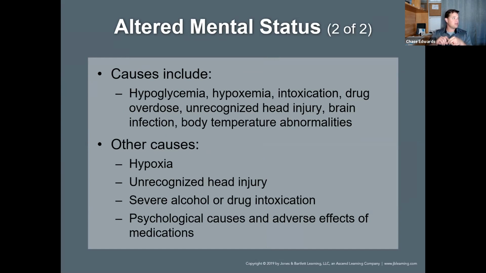So some causes of an altered mental status can include hypoglycemia, hypoxemia, intoxication, drug overdose, unrecognized head injury, brain infection, body temperature abnormalities, and uncommon conditions such as brain tumors, glandular abnormalities, and poisoning. Hypoglycemia can mimic the signs and symptoms of a stroke and seizures.